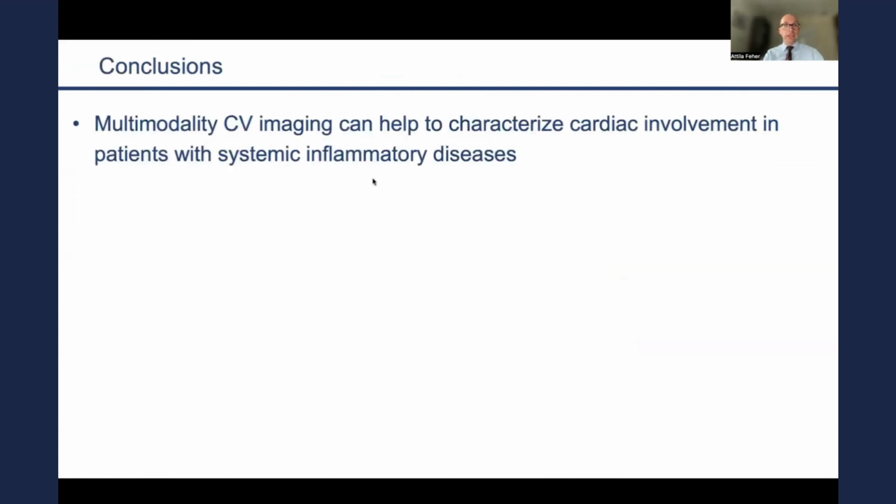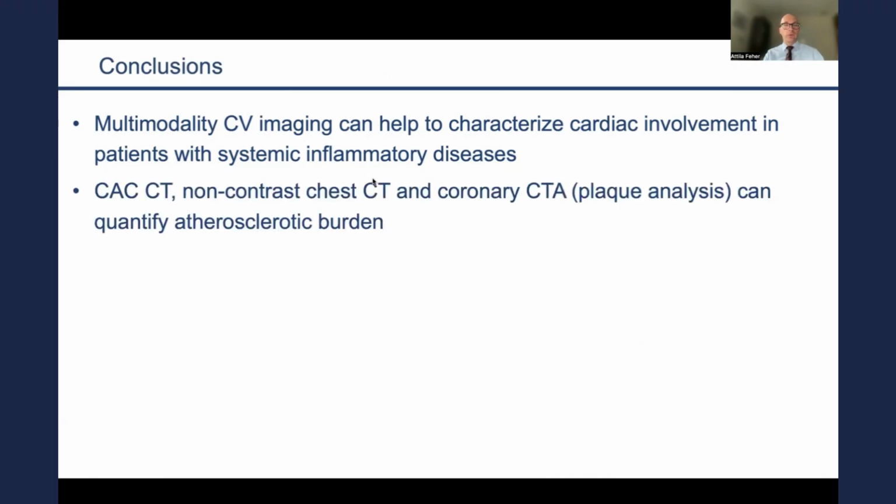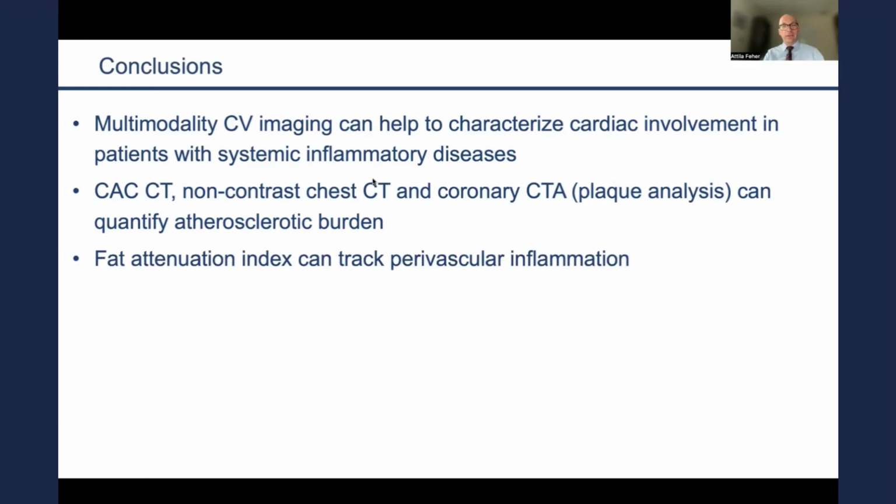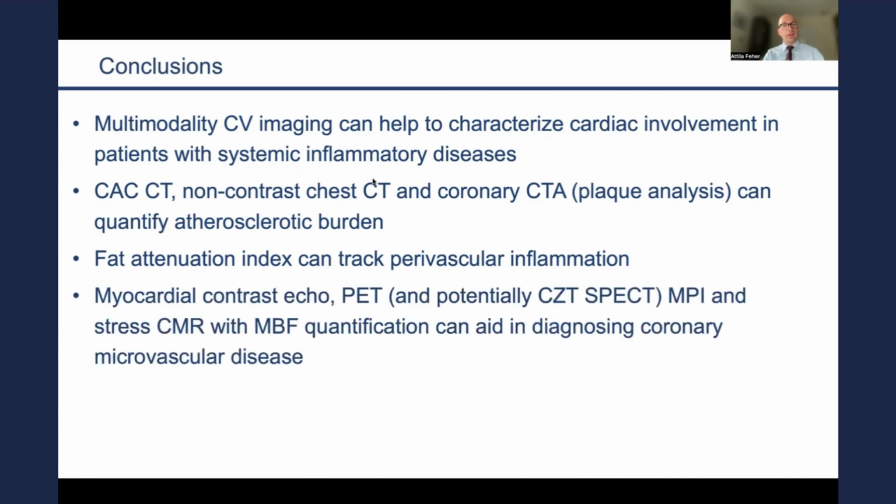So in conclusion, I hope that I was able to demonstrate to you that multimodality cardiovascular imaging can help to characterize cardiac involvement in patients with autoimmune rheumatologic conditions. You could use coronary calcium scoring, non-contrast chest CT, and coronary CTA with plaque analysis to really assess whether there is atherosclerotic plaque in the coronaries. Fat attenuation index is a very exciting tool to track perivascular inflammation. I think the jury is still out to see if this could be used in routine clinical practice.